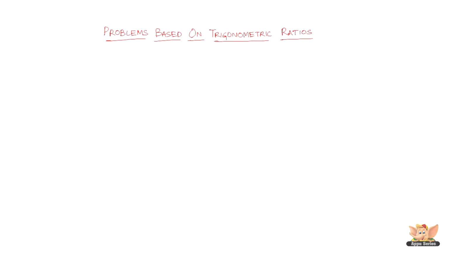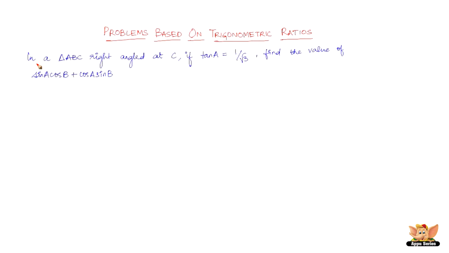In this video, let us solve more problems based on trigonometric ratios. So here we have a question which reads like this. It says, in a triangle ABC, right angled at C, if tangent of A is 1 over root 3, find the value of sin A cosine B plus cosine A sin B. Sounds a pretty simple problem.